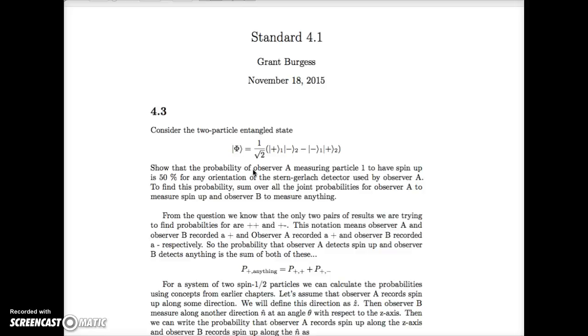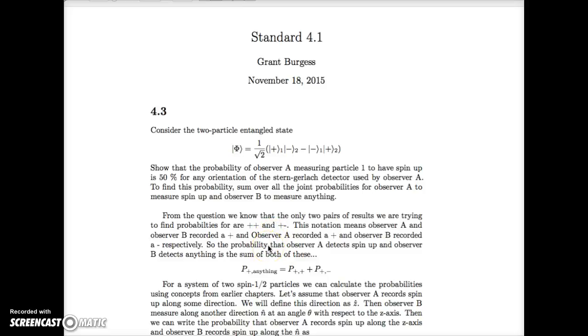To find this probability, sum over all the joint probabilities for observer A to measure spin up and observer B to measure anything. From the question, we know that the only two pairs of results we are trying to find probabilities for are spin up for both observer A and observer B, and spin up for observer A and spin down for observer B. Because for observer A, we're only looking for the times where it's detecting a spin up, and then observer B has a choice of either detecting spin up or spin down. So that leaves us with two choices.